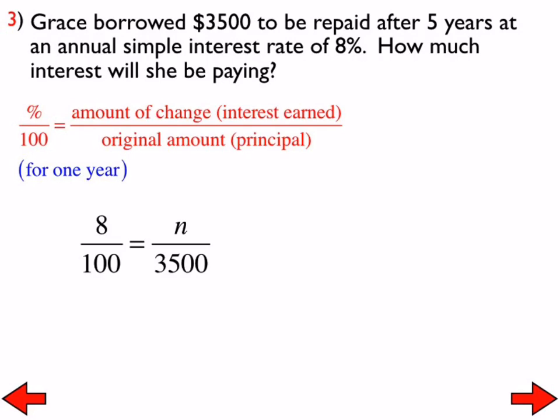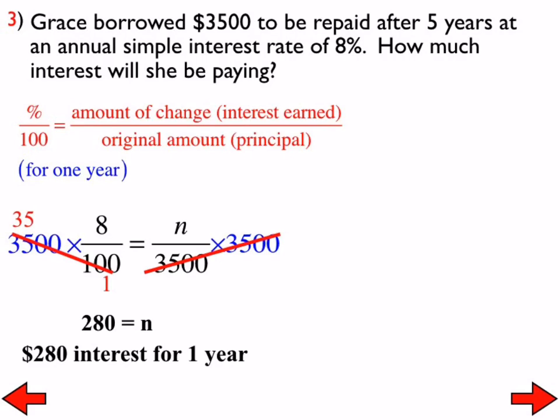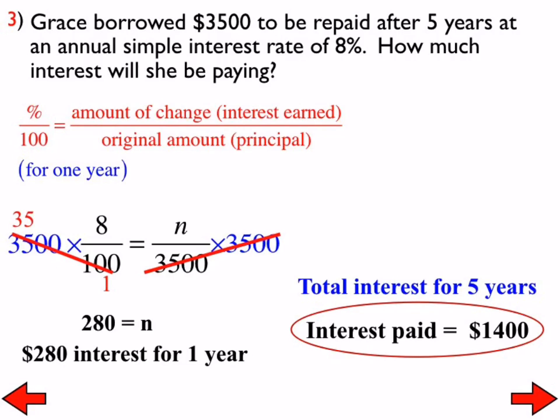We know the percent. We know the original amount, the principal, which is $3,500. So we have a one-step equation. I'm going to multiply both sides by 3,500. I'll be doing some cross-dividing here to make the mathematics part of the problem a little bit easier. And that would give us $280 worth of interest for 1 year. But we're asked for 5 years, so multiply that by 5 and we get $1,400 worth of interest. We are not asked how much she has to pay back altogether. If you were, it would be the sum of $3,500 and $1,400.